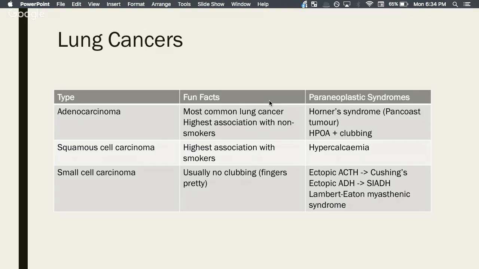Squamous cell carcinomas have the highest association with smokers, and they present with hypercalcemia. Small cell carcinomas are the group of carcinomas with the greatest paraneoplastic syndromes. So you have your ectopic ACTH, your ectopic ADH, and Lambert-Eaton myasthenic syndrome. But they don't tend to have clubbing, which is interesting.